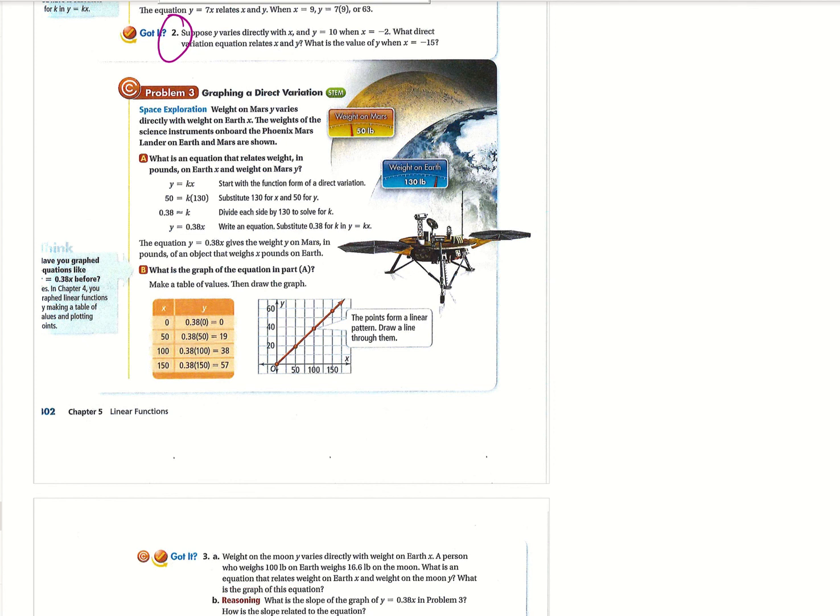Okay, so for part A, it says, what is an equation that relates weight in pounds on Earth, x, and weight on Mars, y, not why. All right, so we're going to start again with y equals k times x. And then we can just plug in for x and y. It says that our weight on Mars is 50. Weight on Mars is our y value. So then our x value would have to be 130, which is our weight on Earth. Okay, again, we would just solve this.